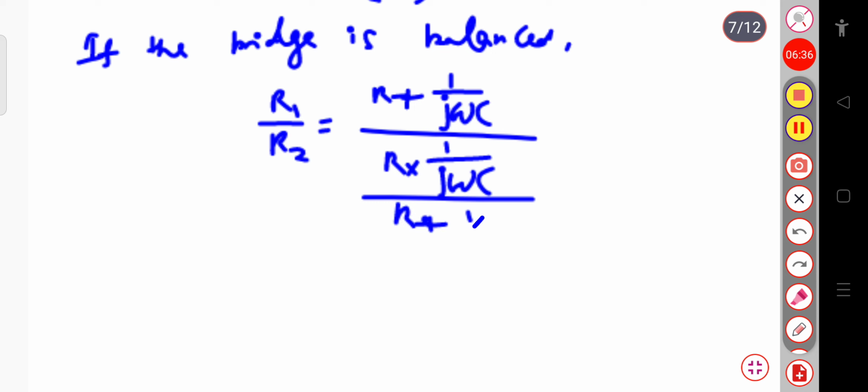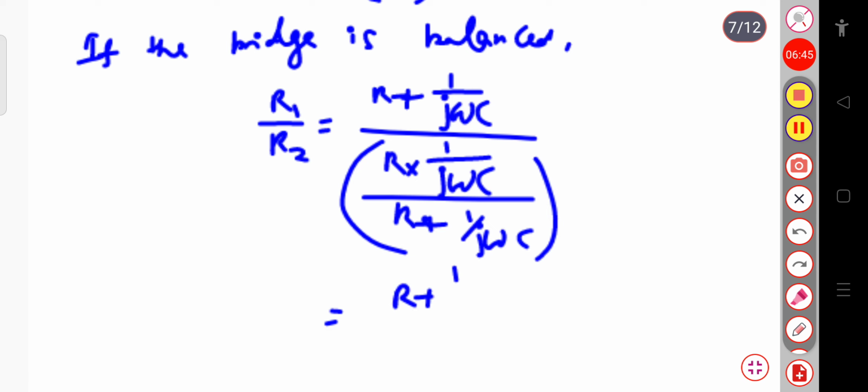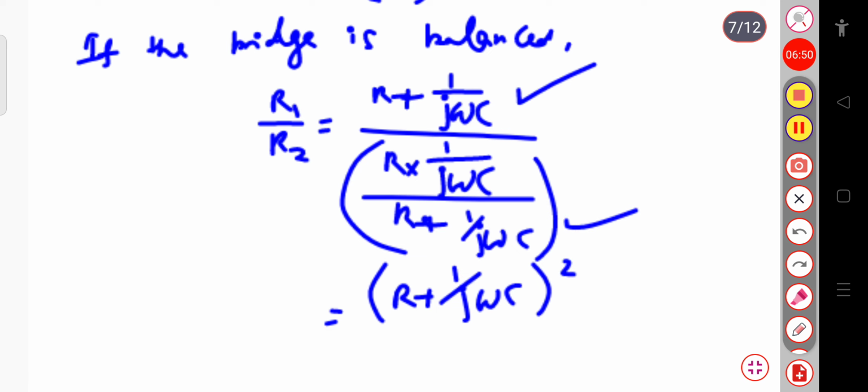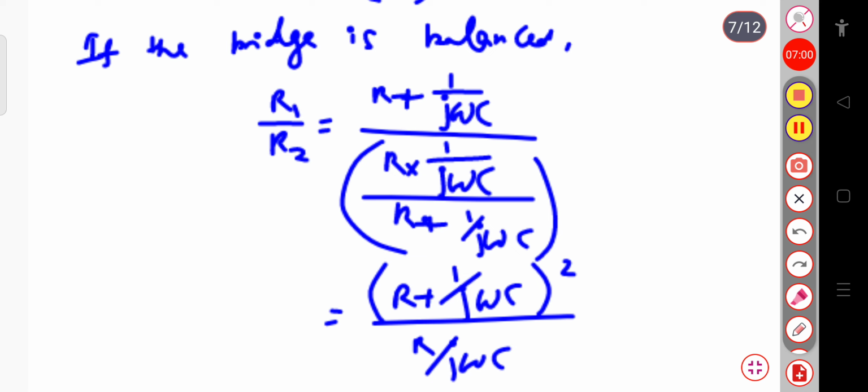I can write it like this, or this is simply equal to R plus 1 by j omega C whole square. This R plus 1 by j omega C, and here also R plus 1 by j omega C. So this whole square divided by R by j omega C. R into 1 by j omega C means R by j omega C.